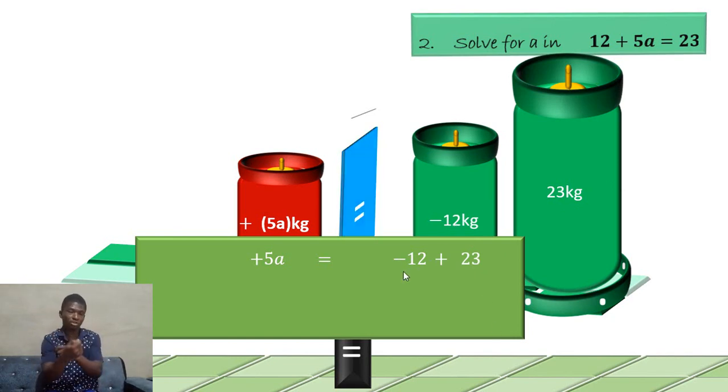So this is plus 5a equals, when you simplify this, what do you have? You have 11. So our a will now be equal to 11 divided by what? Divided by 5. Divide both sides by 5. So you have a equal to 11 over 5. I believe that's understood. Then let's move on to the next question, question 3.